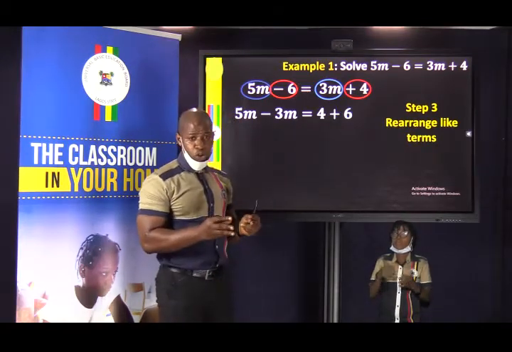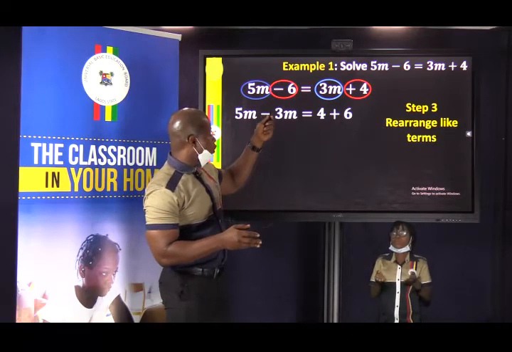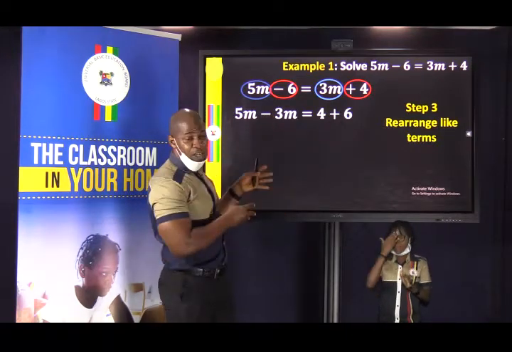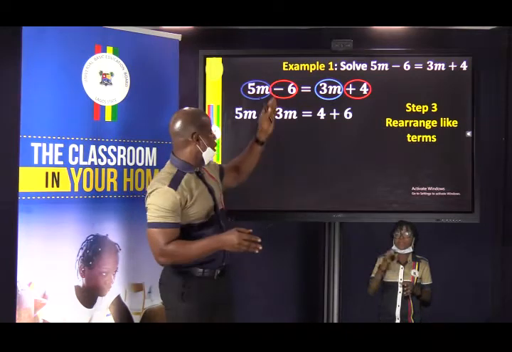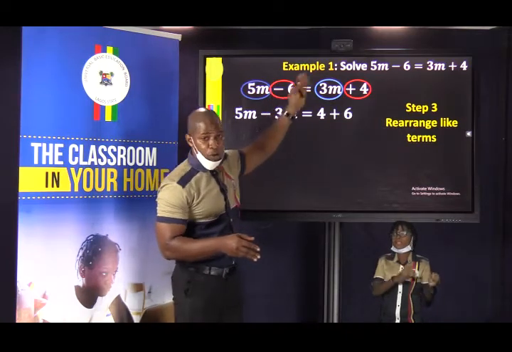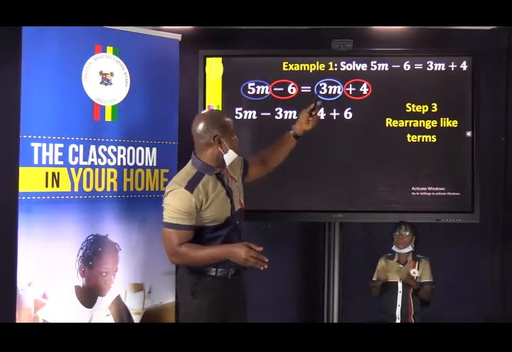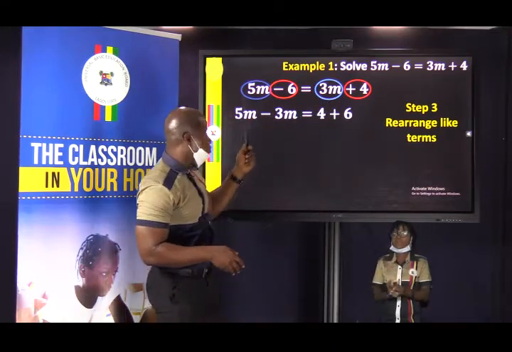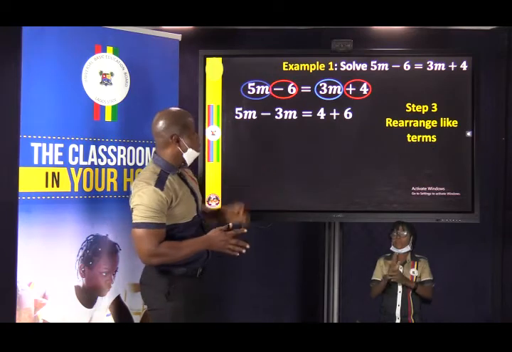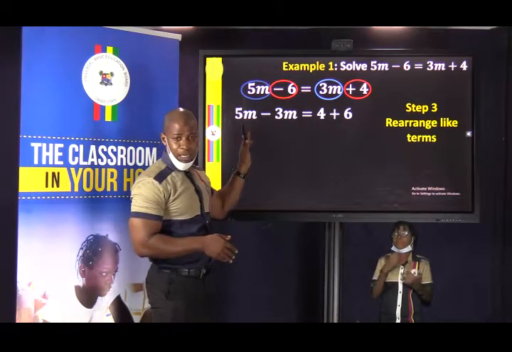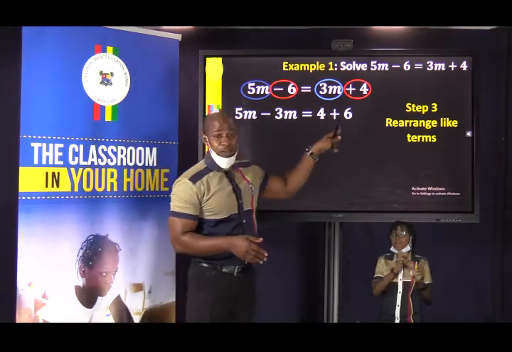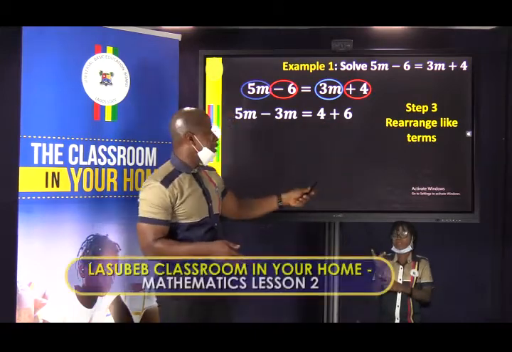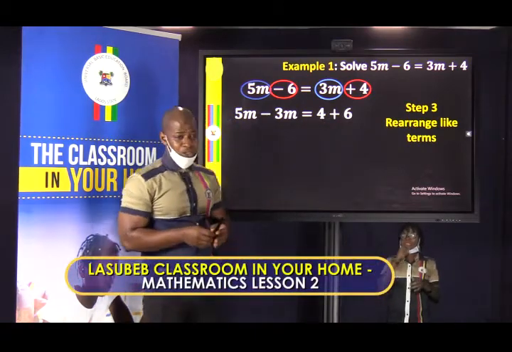That is why you have it this way. So when you want to do yours, be aware of where you are picking the number from and where you are taking it to. This is a negative number crossing, it becomes positive. This is plus 3m crossing, it becomes negative on the left. Now that we're here, we have like terms in m on this side, like terms that are numbers on the right side. Now it is time to merge the like terms.